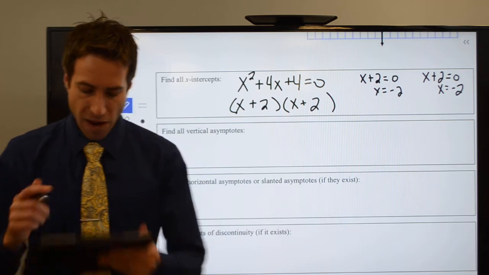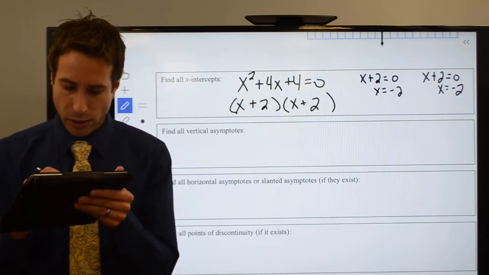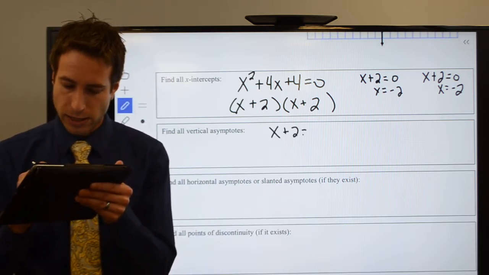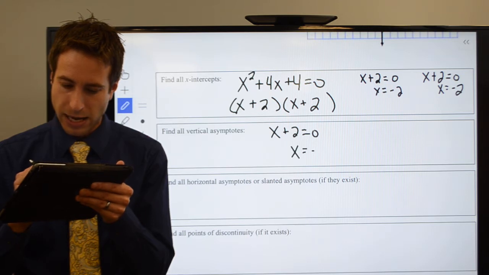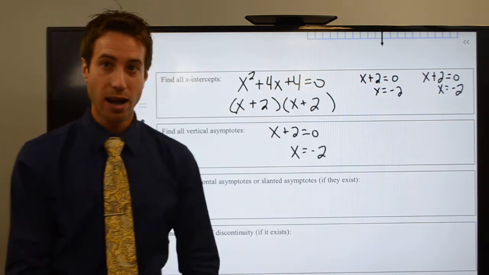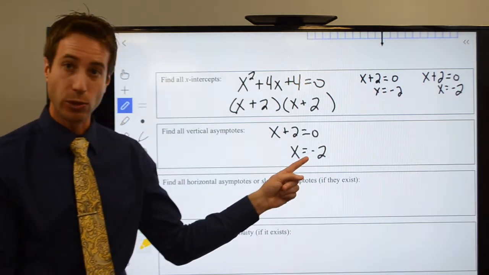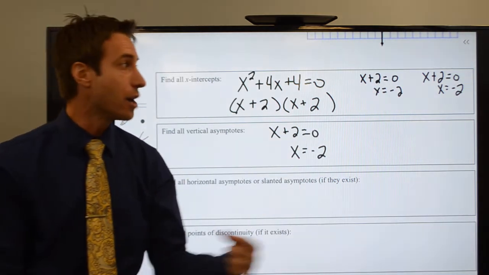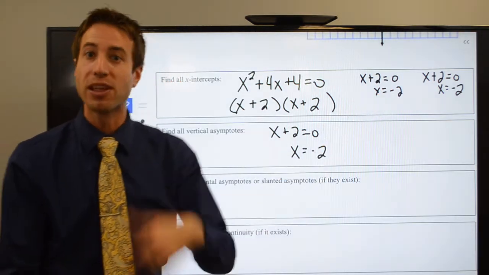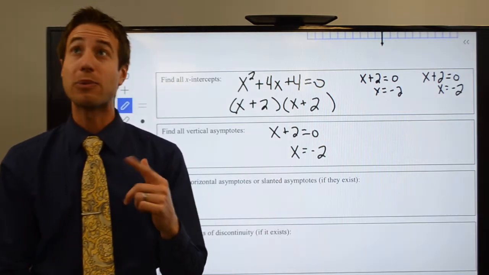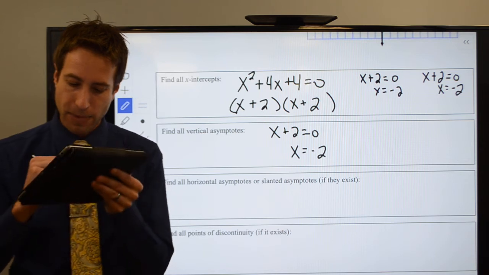Let's keep going. Vertical asymptote. Set the denominator equal to 0. X plus 2 is equal to 0, which means x equals minus 2. So I get minus 2 as the x-intercept. I get minus 2 as a vertical asymptote. Well, we know whenever it shows up in both, we would think that would actually be a point discontinuity.